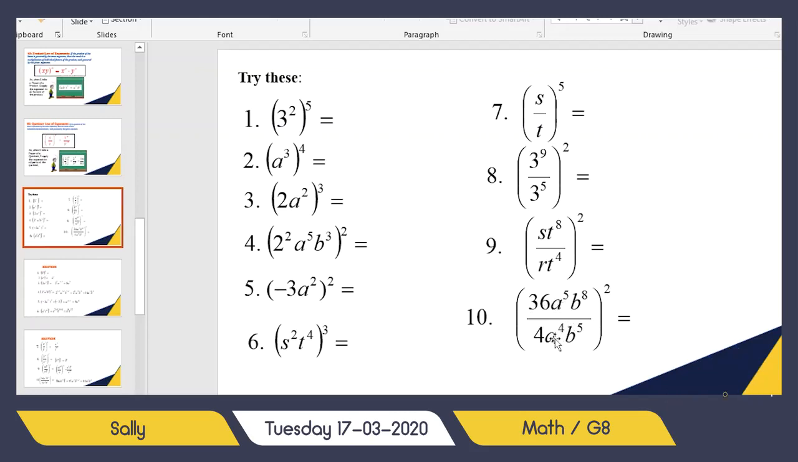What about a^5 over a^4? I subtract them together. So a to the power of 1, all to the power of 2, and b to the power of 8 minus 5 is b to the power of 3. So the answer here will be 9 to the power of 2, a to the power of 2, and here 8 minus 5 is 3, 3 multiplied by 2 is 6, so the answer will be 9 to the power of 2, a to the power of 2, b to the power of 6.